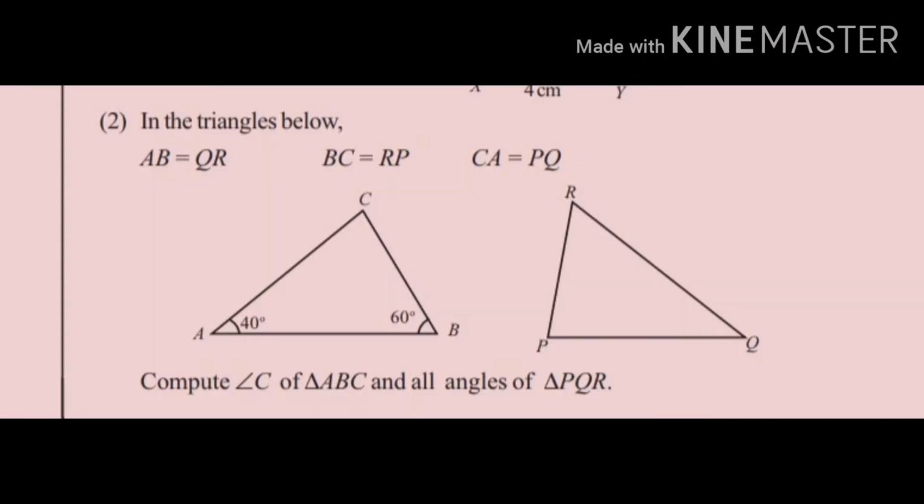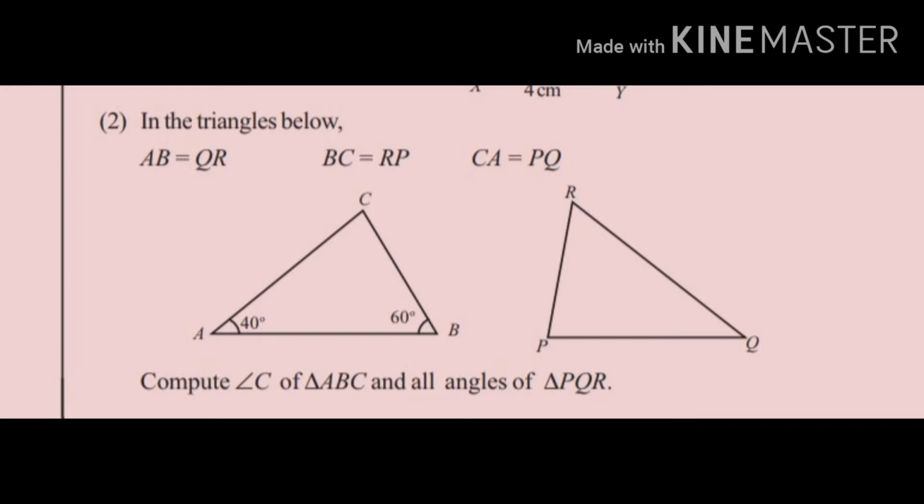Now let's move on to the second question. In the triangles below, three sides are equal, that is AB equals QR, BC equals RP, and CA equals PQ. Compute angle C of triangle ABC and all angles of triangle PQR.